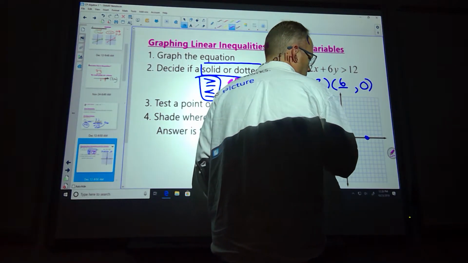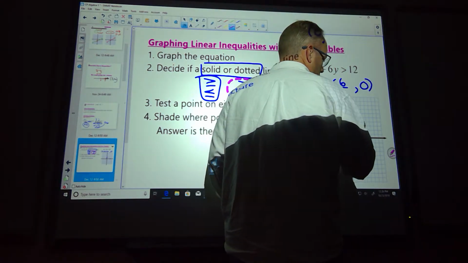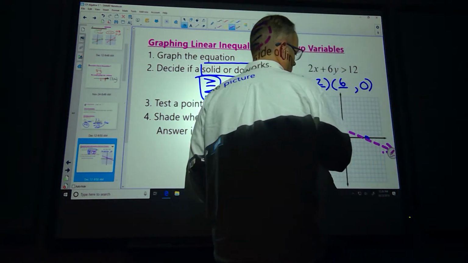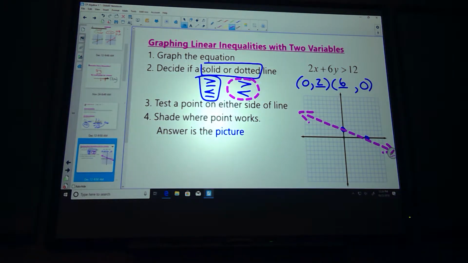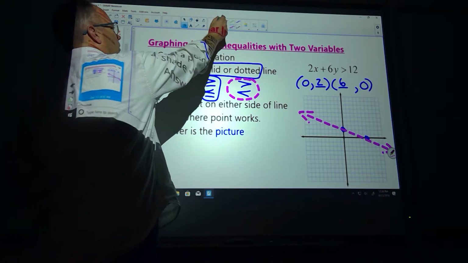So I have a dotted line just like that. Do you agree with that, okay? I was able to use the cover method in order to do it. Now, I have to pick a test point.